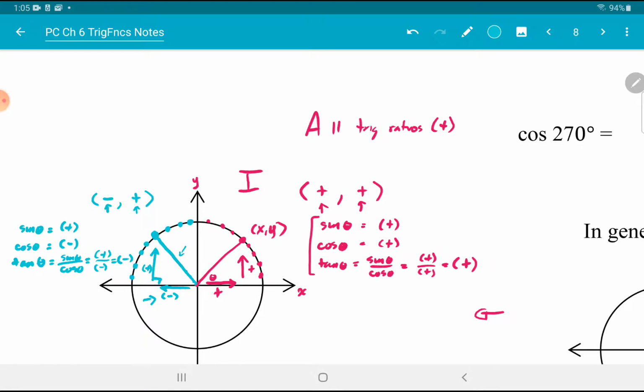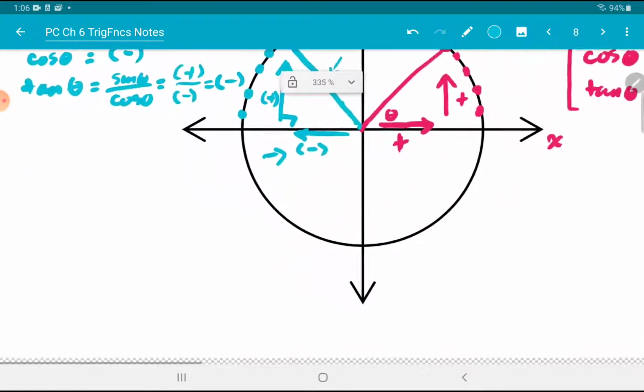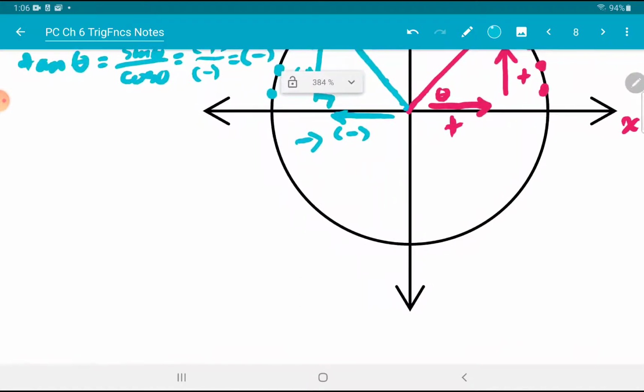Okay, so what this shows us here is that if you take a look at the sine, only sine is positive, but everything else is negative. So we're just establishing as we go through different quadrants what is positive and what is negative for our trig ratios. If we take a look at quadrant 3, I'll do this in green.